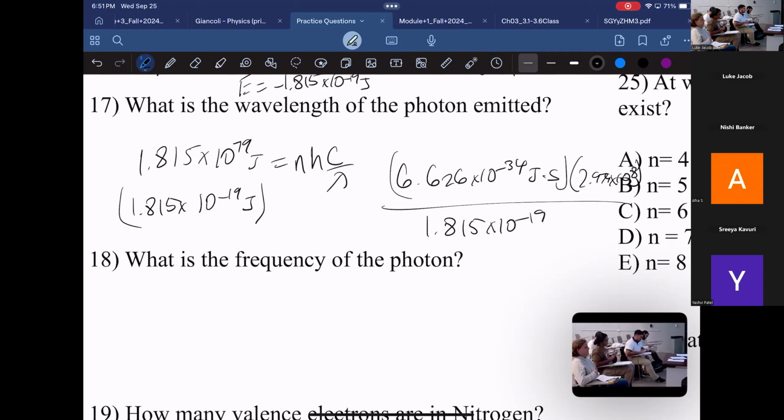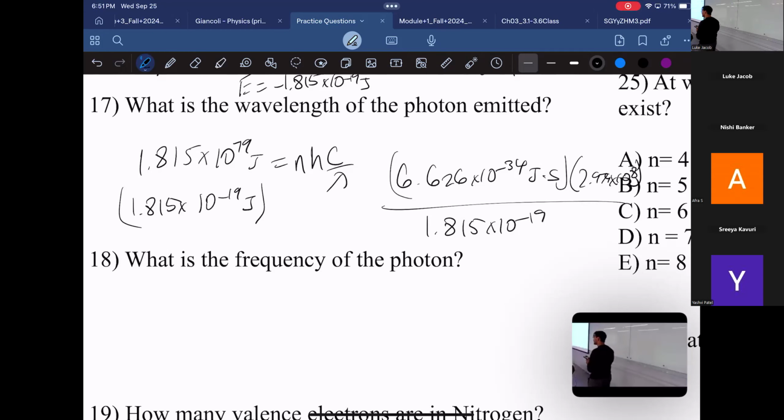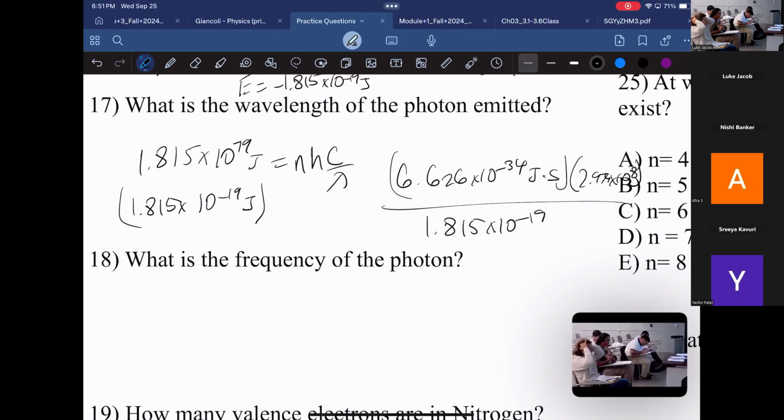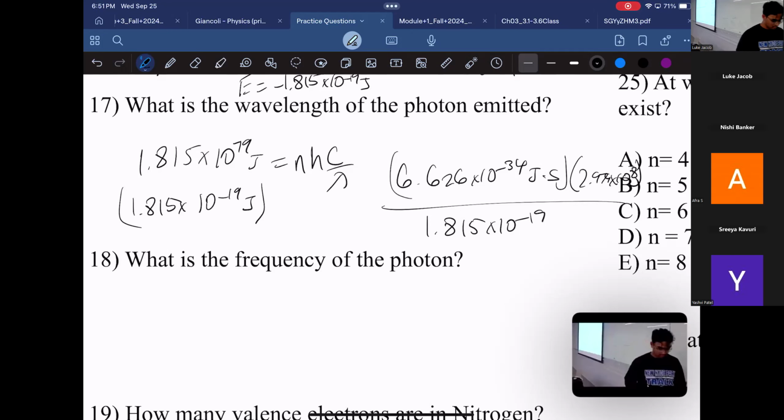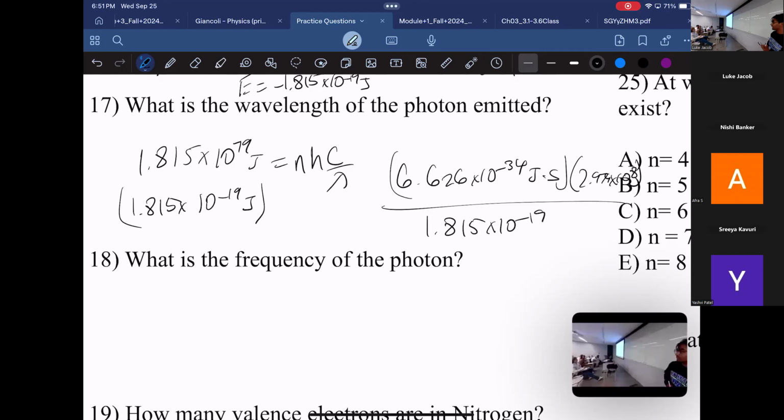Divided by 1.815 times 10 to the -19. The answer is supposed to be positive, right? Yeah, you can't have a negative distance. That's the important thing. I got 1.09 times 10 to the negative 6. You guys got that? I got a 4 after the 9. Everyone got that answer? Good.